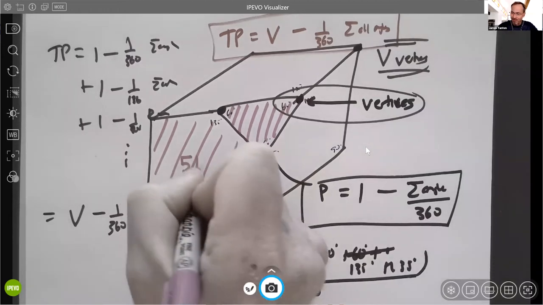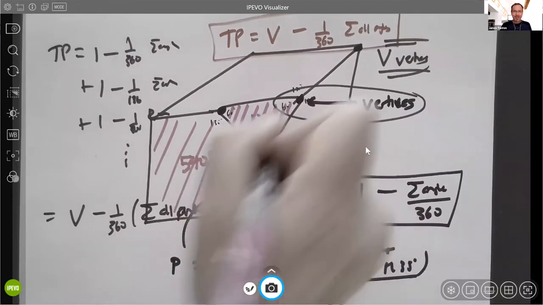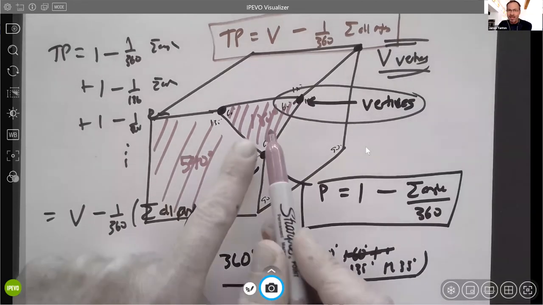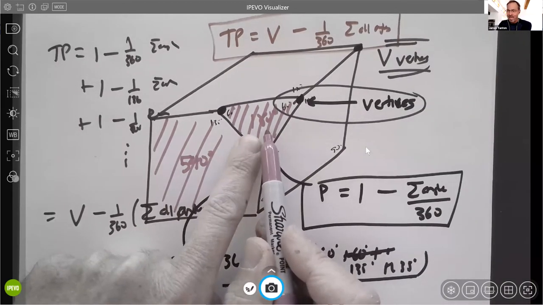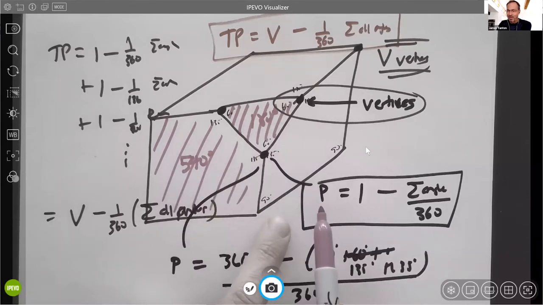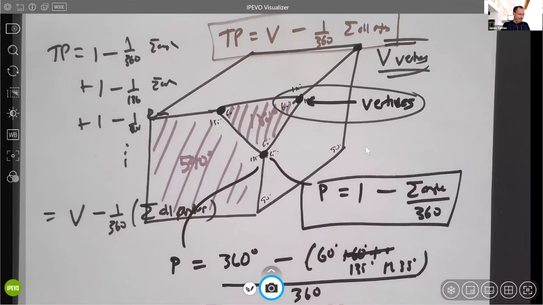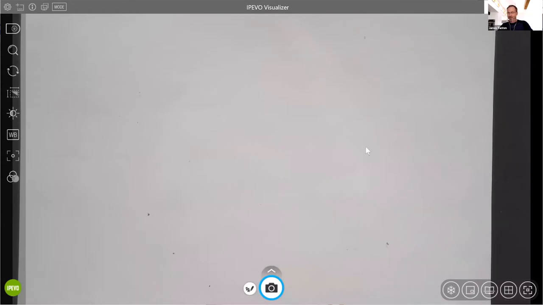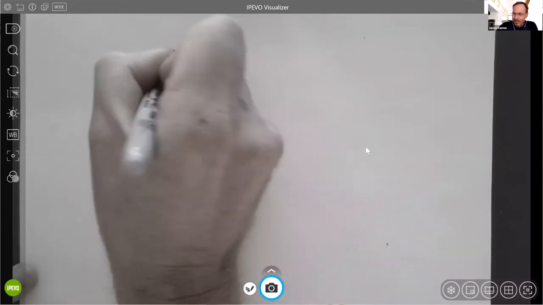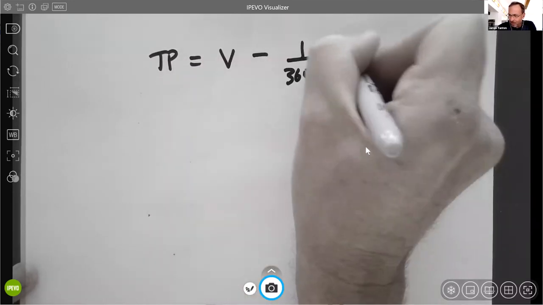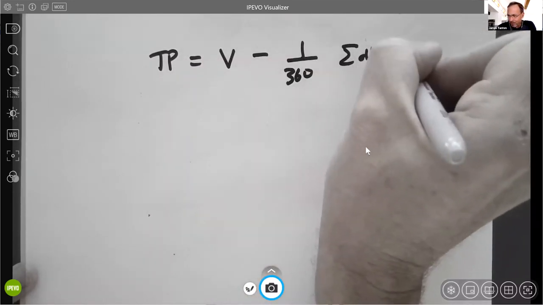All those angles add to 540. All those add to 180. So actually, I know every triangular face I have gives me 180 degrees. Every quadrilateral face gives me 360 degrees. Every pentagonal face gives me 540. So that makes me think I should be counting the number of faces. Okay. All right. My board technique is getting lousily messy. So the total pointiness is the number of vertices minus 1/360th of the sum of all the angles you see.